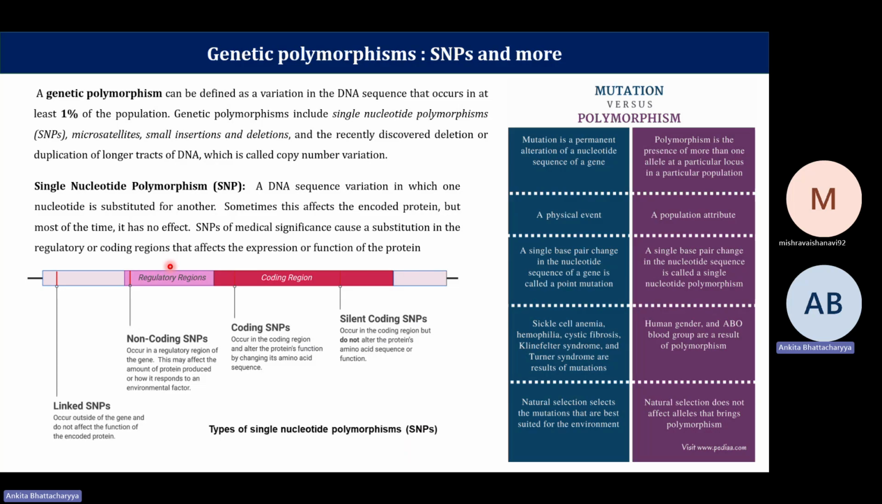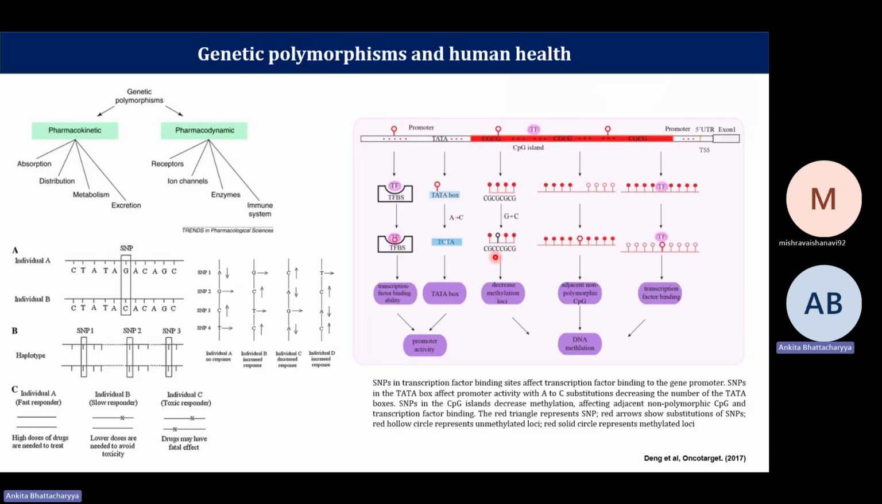So if there is a SNP which is present in that regulatory region, it will be called a non-coding SNP. There are also silent coding SNPs which are present in the coding region, but they are considered to be silent because they do not alter the protein's amino acid sequence or function. So they are simply there, but they're not causing any major defect. So this is actually quite common. In any population you see, you will find a few SNPs or single nucleotide changes among different individuals, but that does not usually manifest into anything else, any disease or any worrisome conditions.